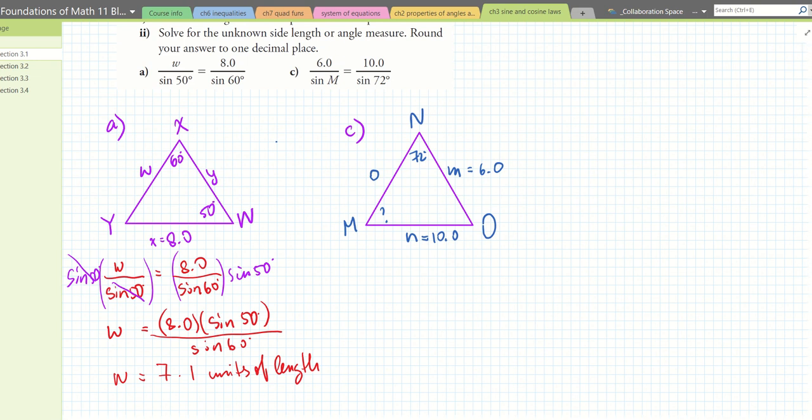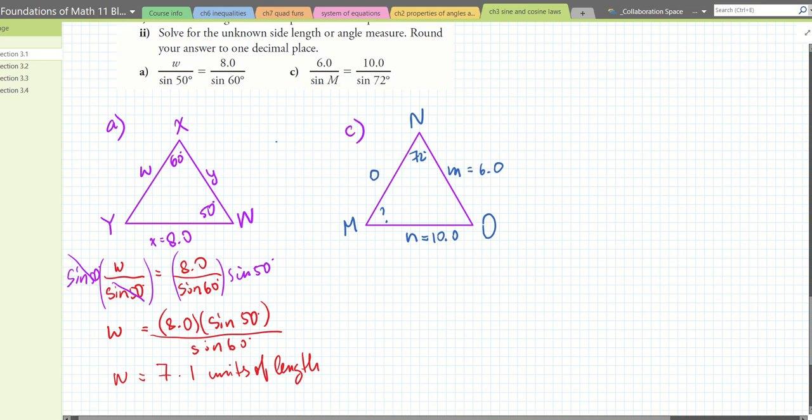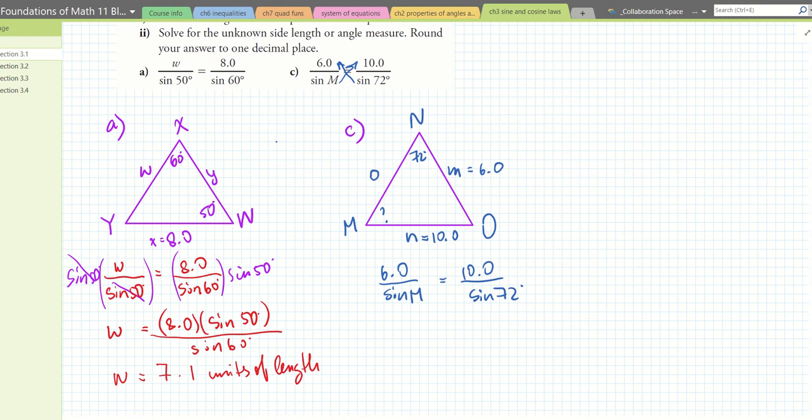Now, this is a case where we need to solve for the angle, so there's an extra step at the end that we need to take the inverse. But again, this is cross multiplication. When you have the unknown on the bottom, there's one extra step that you have to do, which is get this on the top first. I'm going to cross multiply. So let's write it down: 6.0 sine of angle M equal to 10.0 over sine of 72 degrees. So the first step is to cross multiply.